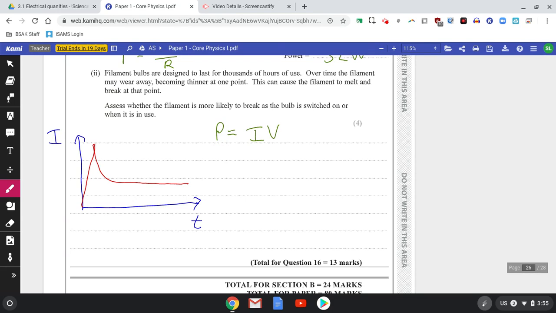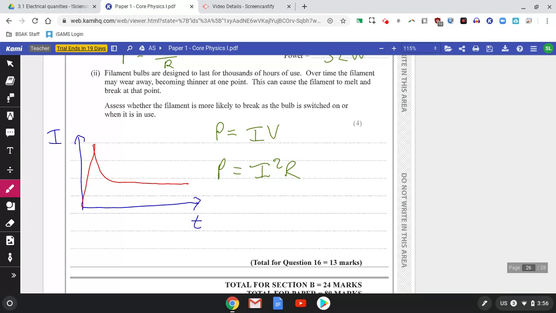Don't forget, where does this power in a filament bulb go? Where does this energy per second go? It goes into one thing, and that is heating the filament. If this is high, it's much more likely to blow. We could look at the other equations. We've got P equals I squared R. Again, when we first switch on, admittedly the resistance is low, so you think maybe the power will be low, but no. If resistance is low, current is high. Because we're squaring the current, this is a much more significant factor than R. So the power, again, is much higher when we first switch it on.